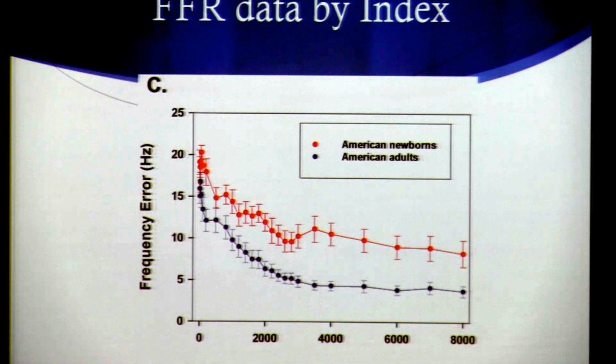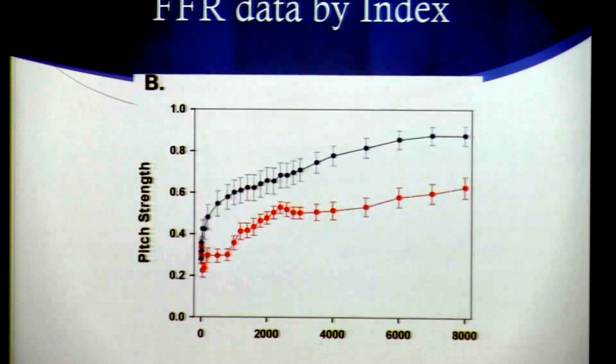The first, that as we increase the number of sweeps or move along that x-axis, both groups are decreasing in their frequency error, which is what we want. We want error to decrease as sweeps increase. So both groups are doing so, decreasing and then kind of leveling off, and the adults are doing so at a faster rate than the newborns.